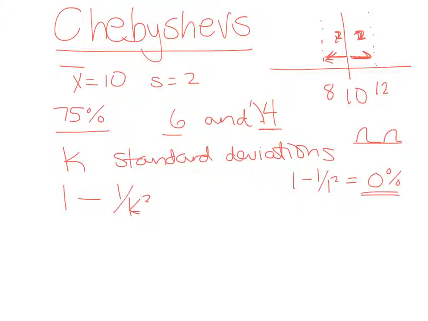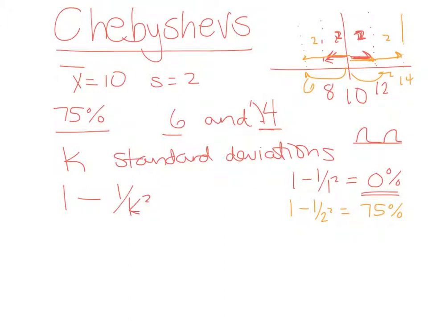But if I were to go one more standard deviation, so I do 1, and then I do another one, so I go 2 over and get to 14. And then I go 2 over this way, and I get down to 6. Now I have a 2 in there. 1 minus 1 over 2 squared, which is 1 minus 1/4, which is 3/4, which is 75%. So if I go 2 standard deviations on either side of the mean, I'm guaranteed 75% by Chebyshev's rule.